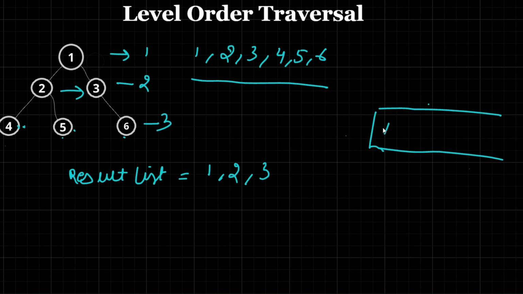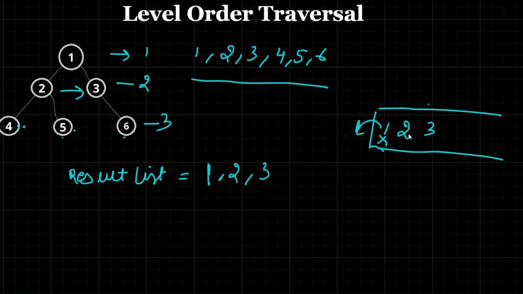The first thing we will do is take out 1 from the queue, place it inside the result list, and then take its left and right child. So we will place 2 and 3 here. We have removed 1 now.